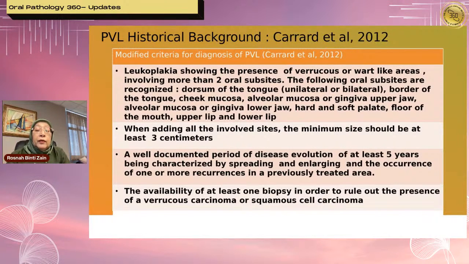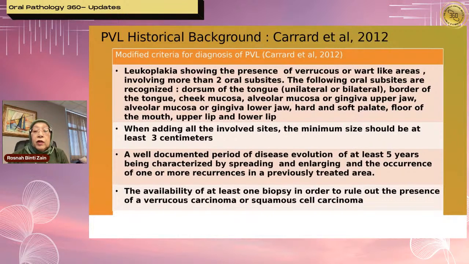And in 2012, Karat et al. modified the criteria to keep it to leukoplakia, showing the presence of verrucous or wart-like areas involving more than 2 oral subsites. The following oral subsites are recognized: dorsum of tongue, border of alveolar mucosa or gingiva of the lower jaw, hard and soft palate, floor of mouth, and upper and lower lip. So it's almost all areas.